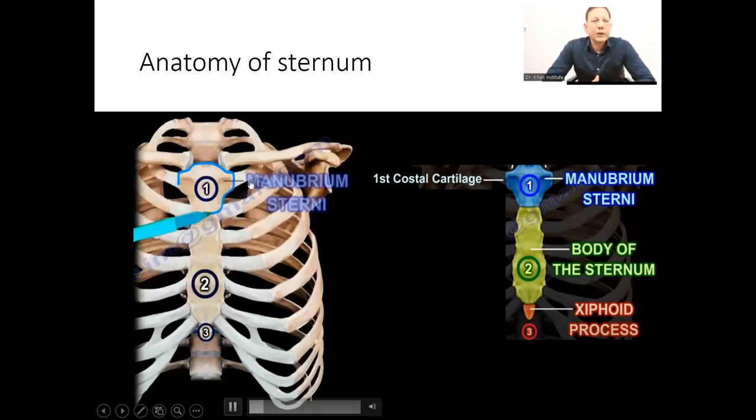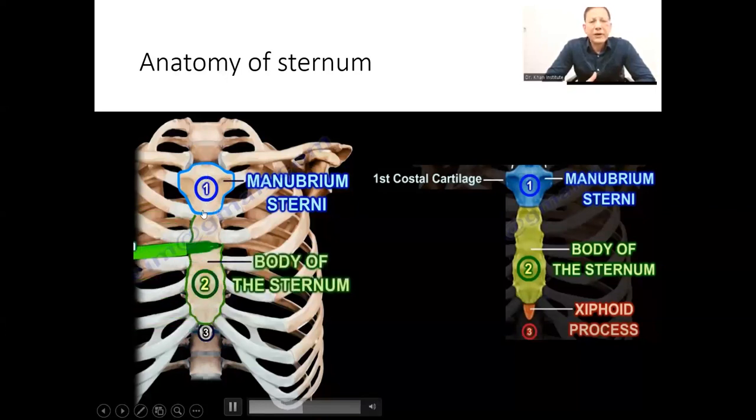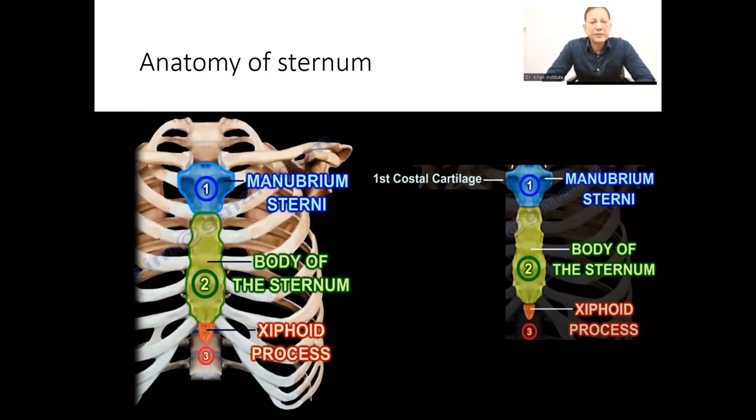This is the anatomy of the sternum. This outline is the manubrium sterni. This outline is the body of the sternum, the longest portion, and this small tip is the xiphoid process. So, three parts of the sternum.